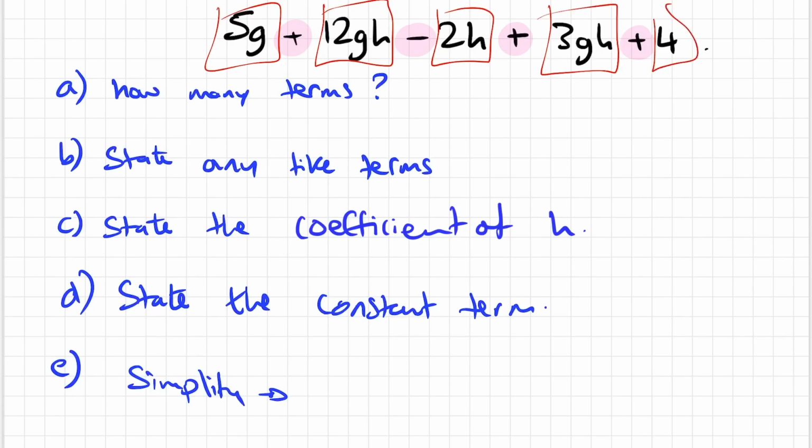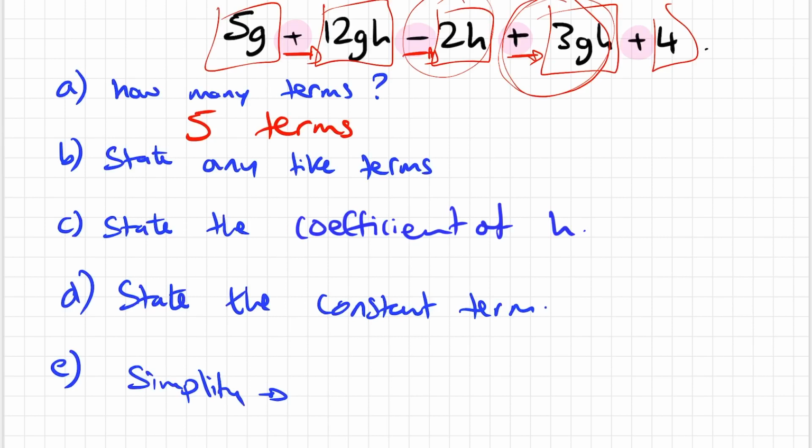Now, what's important to know is that the sign sticks with the term. This sign should stick with this term. So if I said, what's the third term of this expression? You would tell me the third term of this expression is minus 2h. Not just 2h, but minus 2h. How many terms are in the expression? Well, we have 1, 2, 3, 4, 5 terms.